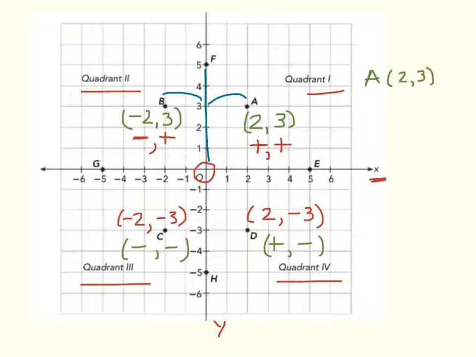Now let's take a look at these other 4 points that we see. Point E is on the x-axis between quadrants 1 and 4. Point F is on the y-axis between quadrant 1 and quadrant 2. Point G is on the x-axis between quadrant 2 and quadrant 3. And point H is on the y-axis between quadrant 3 and quadrant 4. The way I've explained these to you is exactly the way you'll be asked to describe the location of any points on the coordinate plane as you work through this chapter.